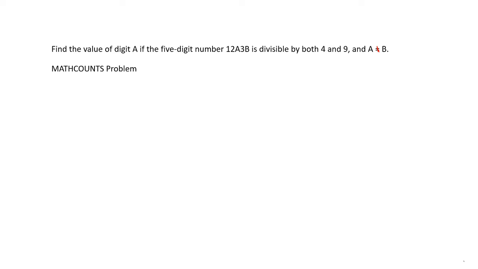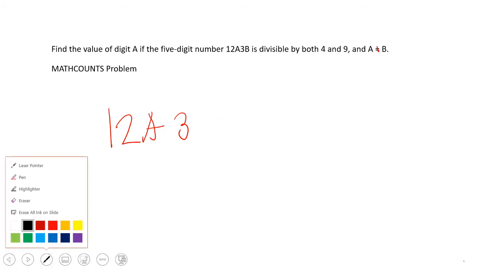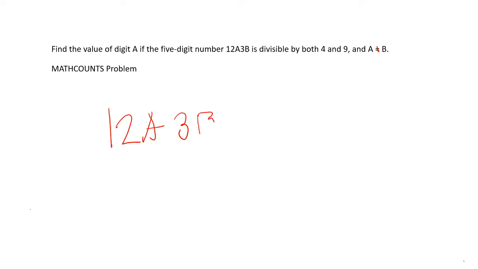So let's get started. Find the value of digit A in the 5-digit number 12A3B if the 5-digit number 12A3B is divisible by both 4 and 9 and A is not equal to B. Okay. So basically 12A3B is a number, and A and B are digits. When someone says 12A3B in this problem, we're not multiplying anything. This is just a number. So the variables here are just digits.